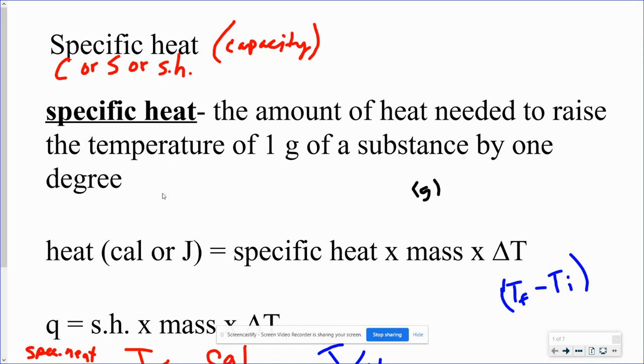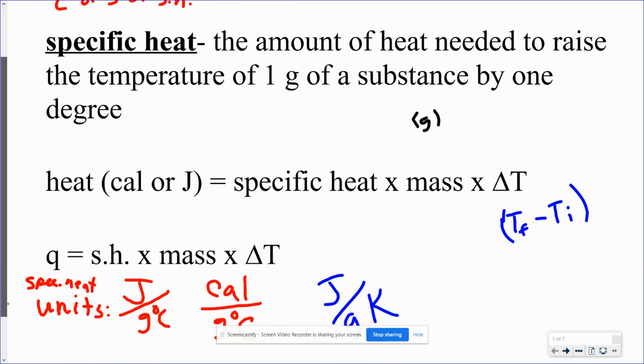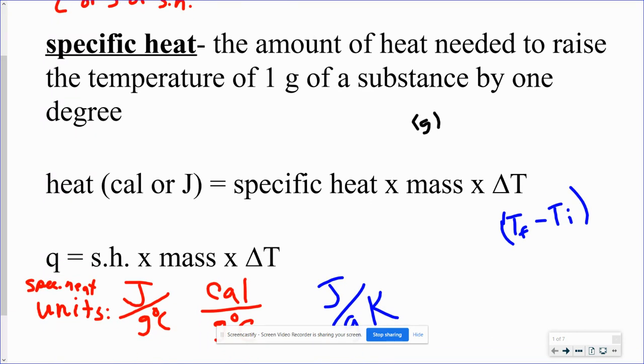And there's an equation which relates specific heat, how much heat it takes, again, to raise 1 gram of the substance by 1 degree, so we can compare the specific heat of different substances. We can calculate how much heat it takes to raise the amount of a certain substance by a certain temperature, and so on. So this is our equation here. Q equals specific heat times mass times change in temperature.